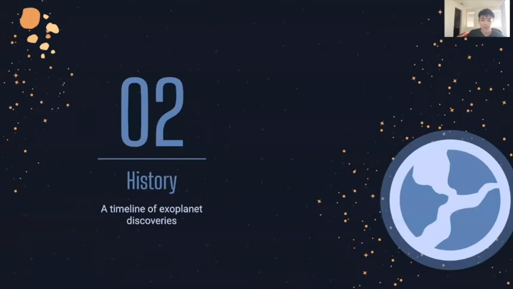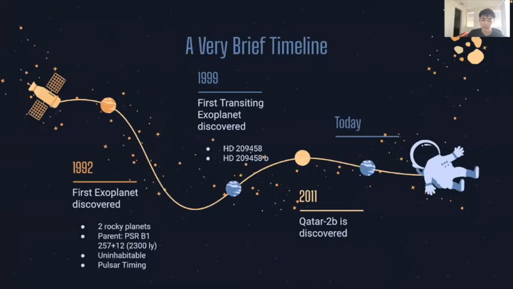Now let's talk about a brief history of exoplanet discovery in astronomy. Here's a very brief timeline. In January 1992, astronomers Alexander Wolszczan and Dale Frail found the first two exoplanets on the pulsar star PSR B1257+12. This system is about 2,300 light years, or around 700 parsecs away from the Earth.